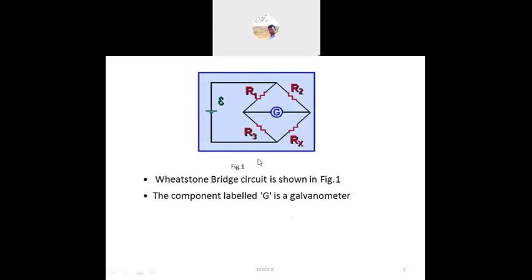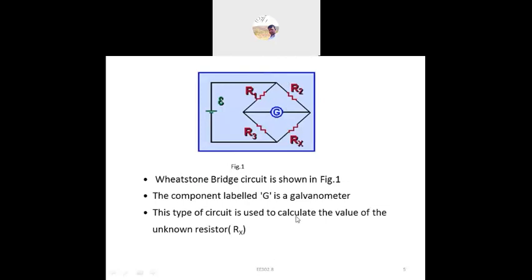Before going to the Kirchhoff laws, let's discuss the components we have. Here is the voltage source, indicated by E, and resistors combined in the form of a bridge, and the galvanometer is connected. This type of circuit is used to calculate the value of an unknown resistor. We have the voltage source and a current-measuring device, and the current flows through this.